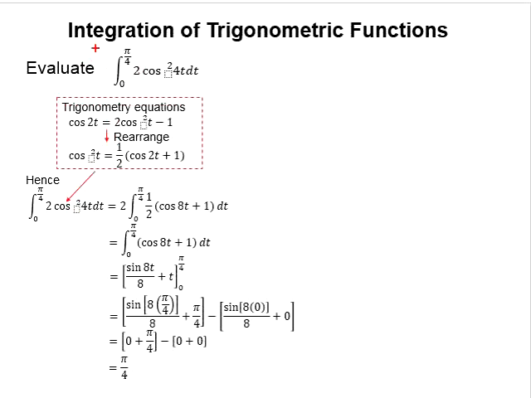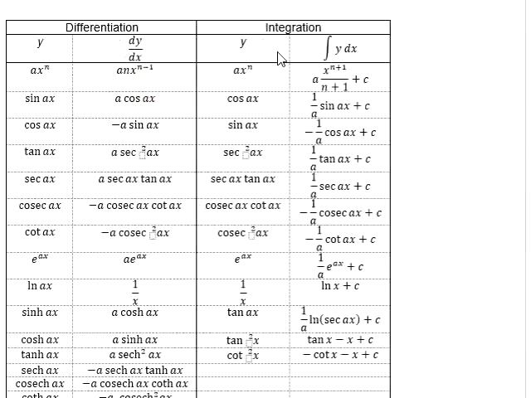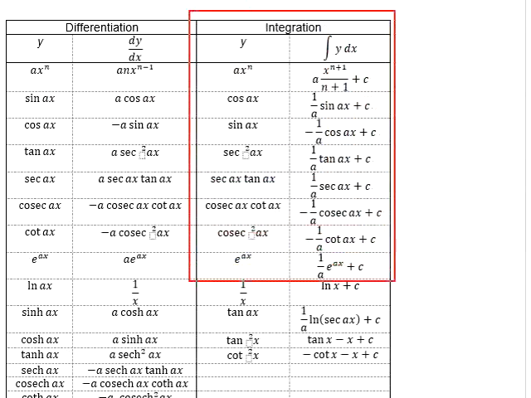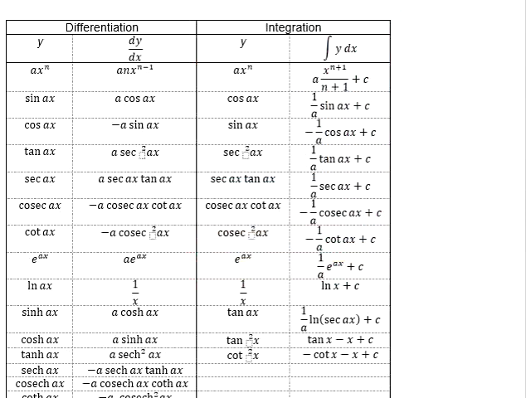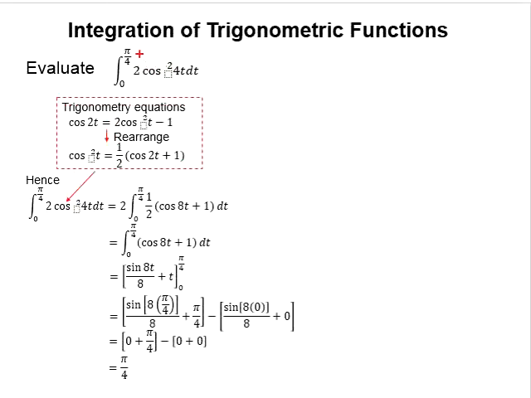Let us take one example of the trigonometry functions. You are asked to integrate this with the boundary conditions of 0 to pi per 4. There is a cos square in the functions. Refer to the table of standard integrations. You find that there is no cos square in the integration function. That means you have to find some way to expand this in order to eliminate the square in the functions.